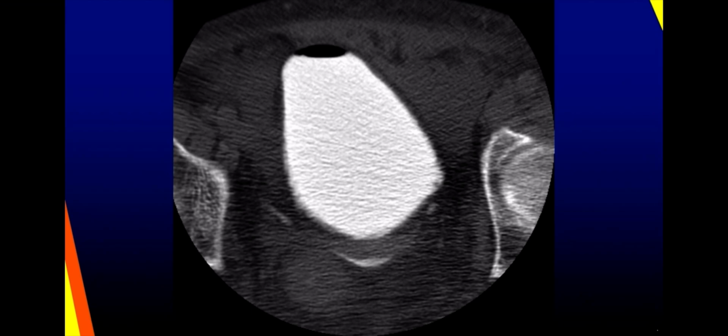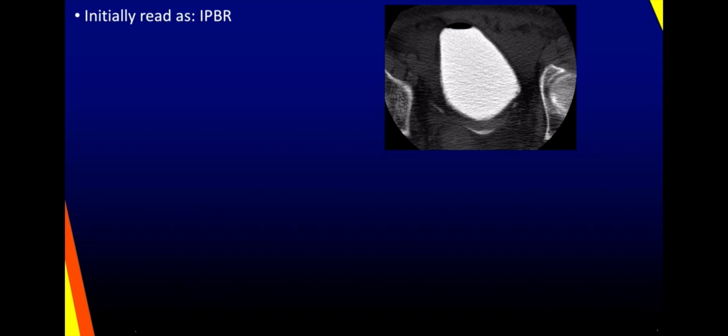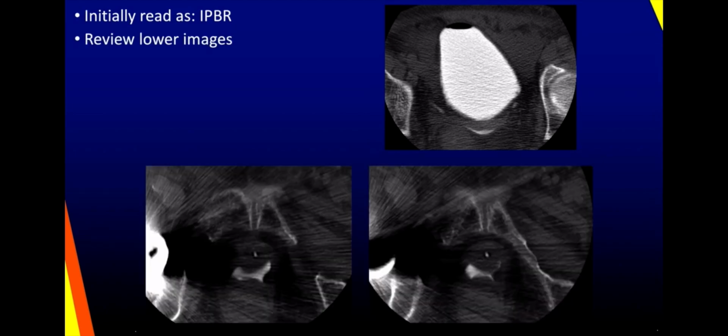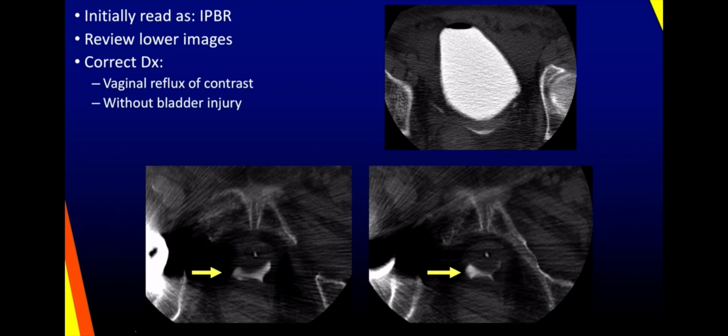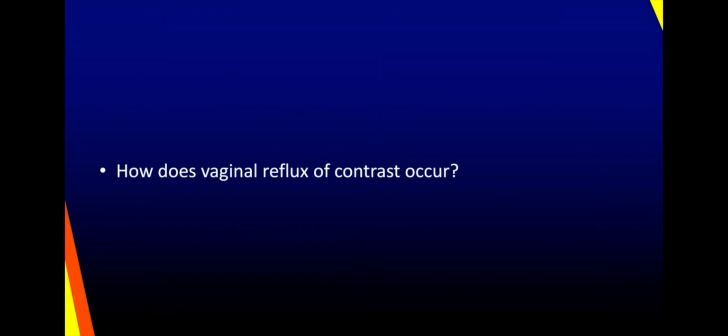Next case, we see contrast in the bladder and in the ureters, and there's a smooth collection of contrast behind the bladder. This was initially read as an intraperitoneal bladder rupture. But when you review the lower images, you'll see that there's contrast in the vagina, and the correct diagnosis here is vaginal reflux of contrast without a bladder injury.